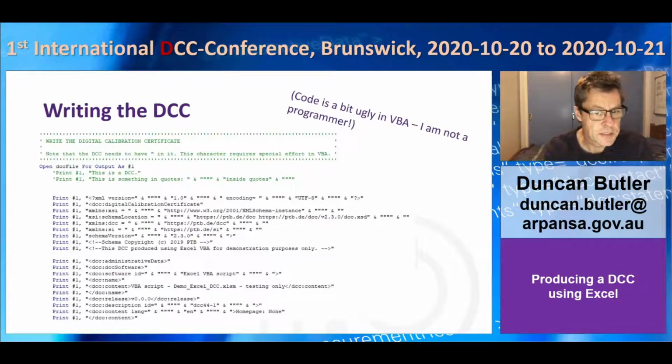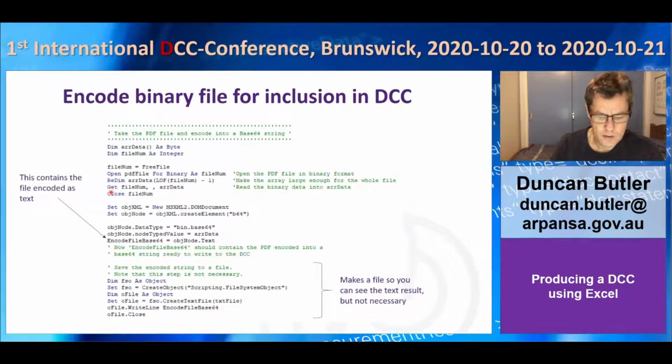Here's writing the DCC. Now there was one quirk of using VBA to write it, in that the DCC needs this character, the double quote, and that requires a bit of care in VBA. So I just found by experiment that this would let you print stuff with quotes around it, but it has made the code look pretty ugly, and there's probably a better way to do it, but I'm not a VBA expert. But that is how you write the DCC. Next page.